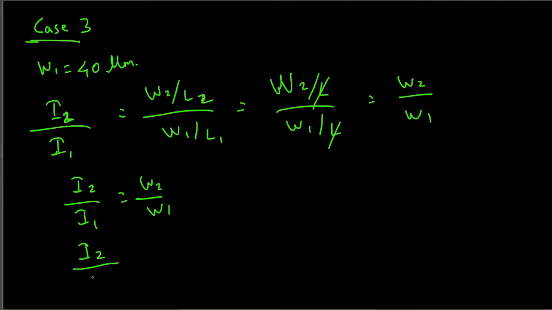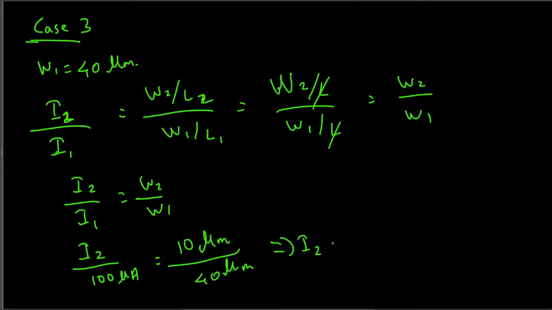I1 is 100 microampere, and since we assume W1 to be 40, we can take W2 as 10 micrometer, and W1 is 40 micrometer. So this is like 1 over 4 times 100. That gives I2 to be 25 microampere.